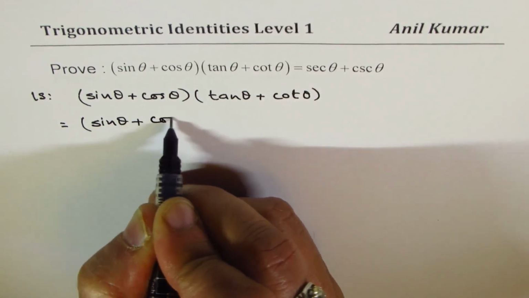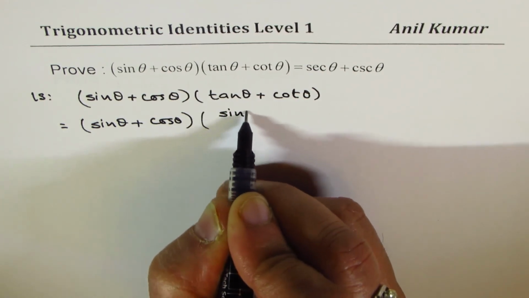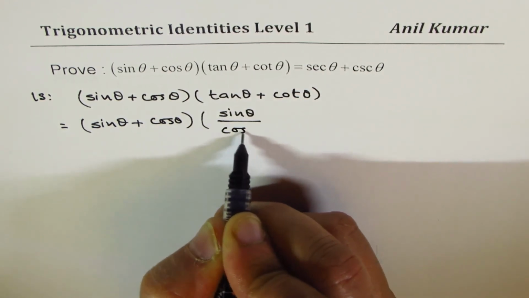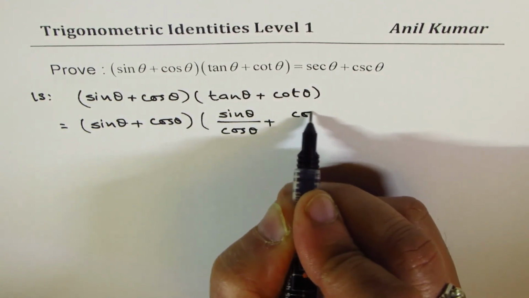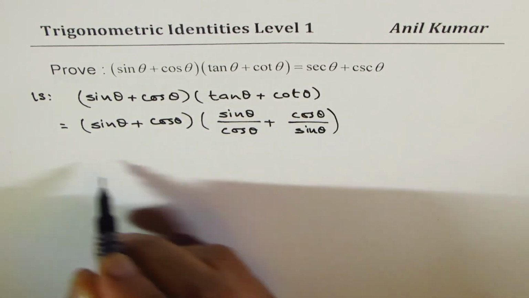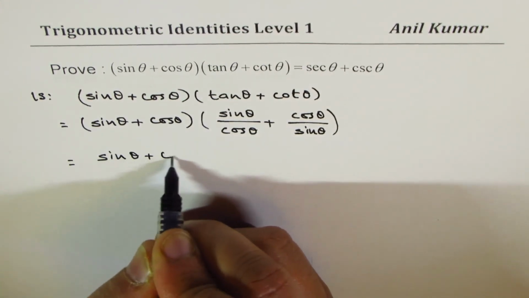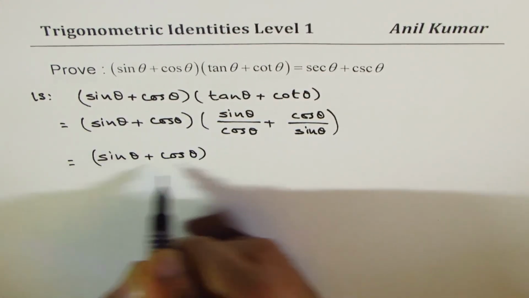So we have sine theta plus cos theta times, and this can be written as sine theta over cos theta. Cot is cos theta over sine theta, right? Now we can take a common denominator. We have sine theta plus cos theta as the first factor.